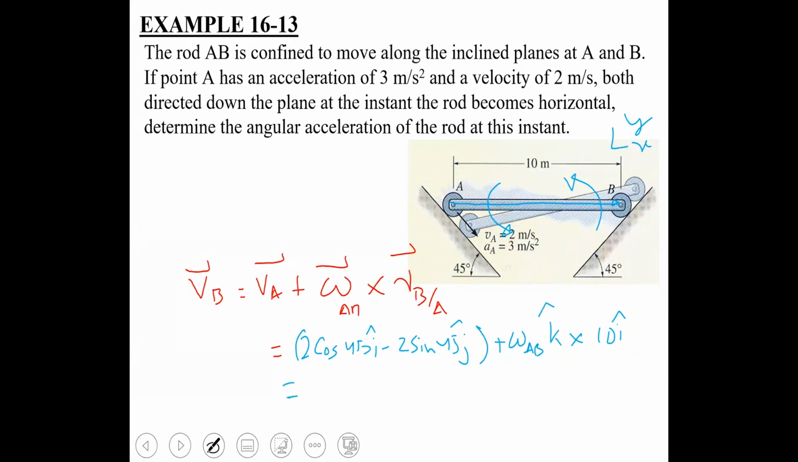Taking this cross product, the right hand side would become 1.414i minus 1.414j, and omega cross R जो है वो अगर हम वही ij consider करें, it is going to be plus 10 omega AB, and k cross i is j, so it would become 10 omega AB j. So I hope that the right hand side is clear to all of you. Yes. Okay, what about the left hand side of this equation?